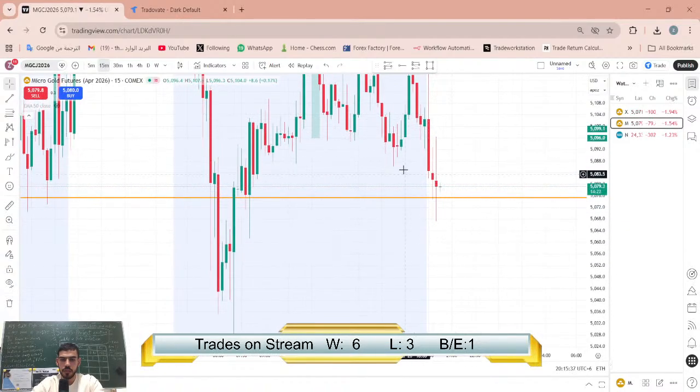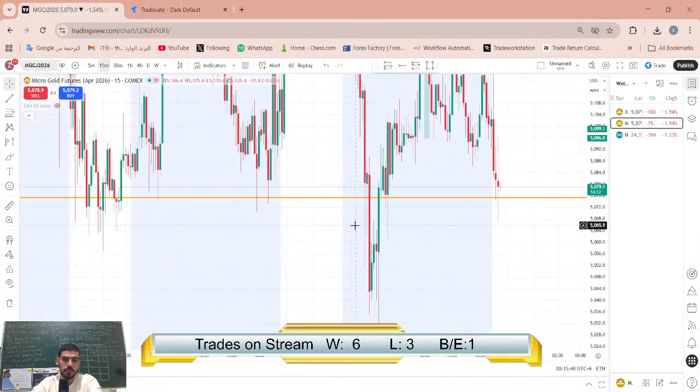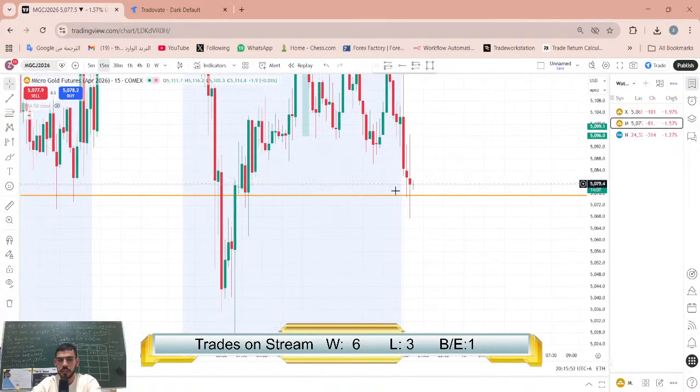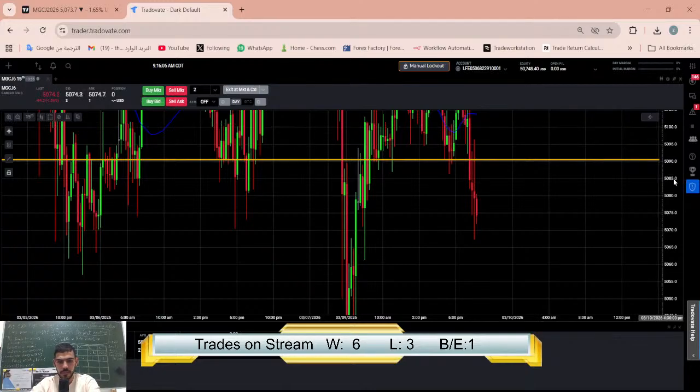Look at this wick. Yeah, we need a green candle. We need now a green candle, and we will enter on the next red candle. Yep, we need to see a green candle first, and then we will enter on the next red candle. I hope everything is clear. It looks like gold is melting non-stop now.